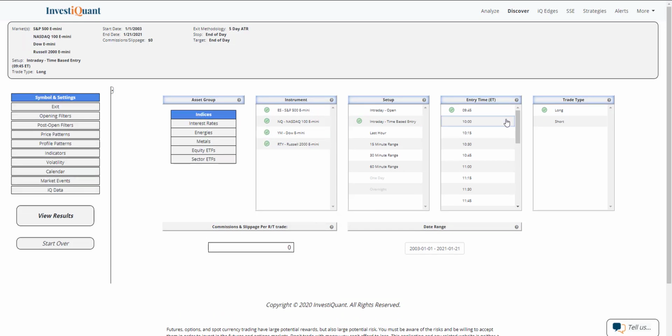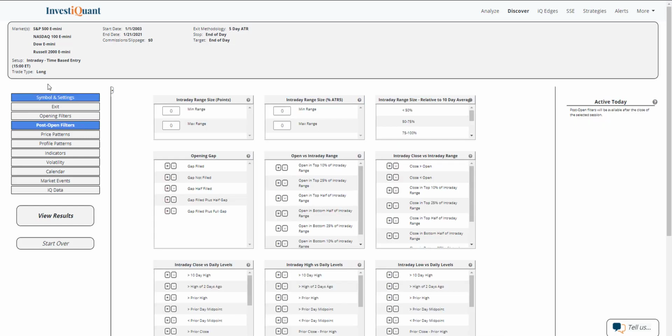We're going to use an intraday time-based entry that gets long at 3 p.m. Eastern Time. It's going to be exiting at the close, which is 4:15 p.m. Eastern Time. Now, to set this pattern up, I'm going to go into the post-open filters, and I'm going to say that that 3 p.m. price, which is the time of entry, is in the bottom half of the intraday range.